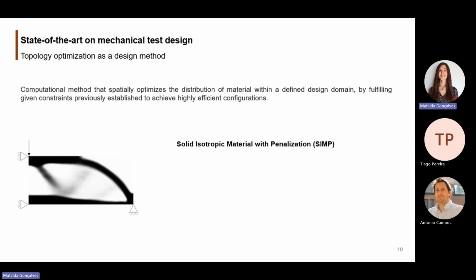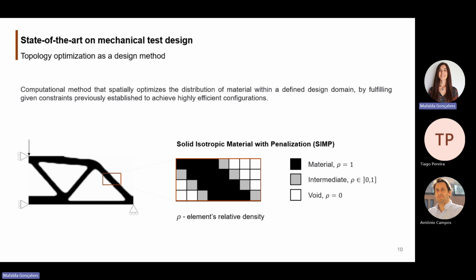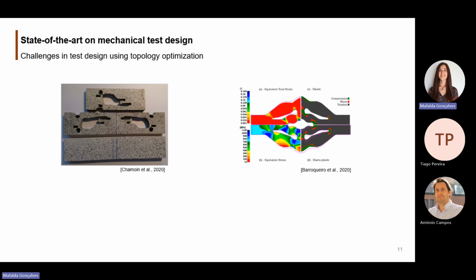And in this approach, the material distribution consists in a fixed domain of elements that are characterized by a design variable, its relative density, and this variable can assume values between 0 and 1, and intermediate densities are usually penalized to achieve a more discrete solution for the problem. And to the best of my knowledge, there are two works applying topology optimization for mechanical test design with different design methodologies.